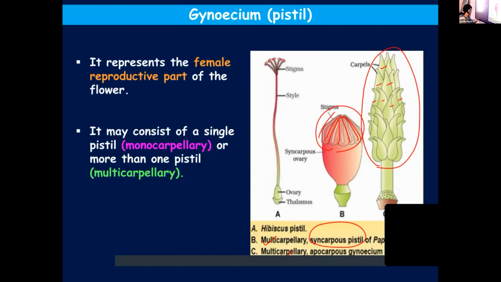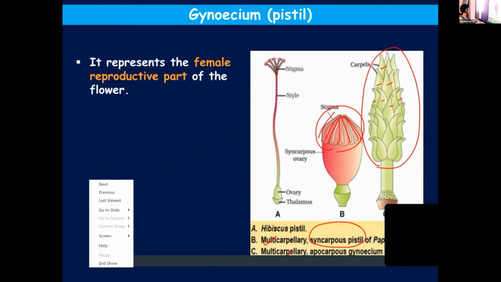I'll repeat once again. Gynoecium represents the female reproductive part of a flower. It consists of pistil or carpel.